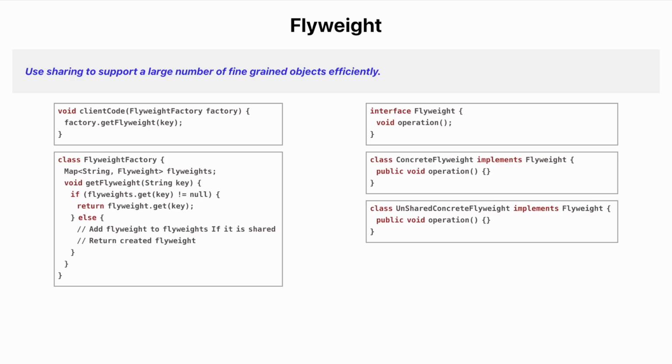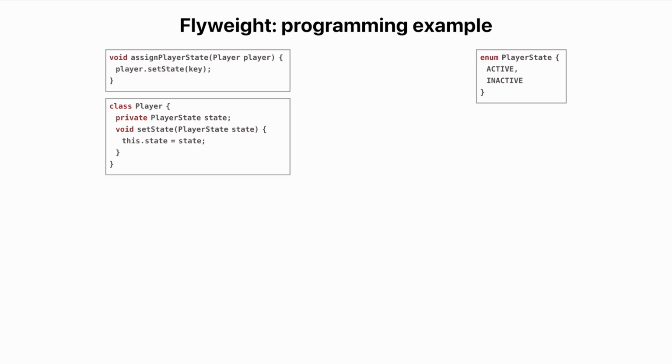Even the unshared concrete Flyweight instance is also created with Flyweight Factory, for which a new instance is created whenever the instance is requested. So that unshared concrete Flyweight can be converted to shared concrete Flyweight, and there is no need to change the client's code. Using enums is an example of the flyweight pattern.